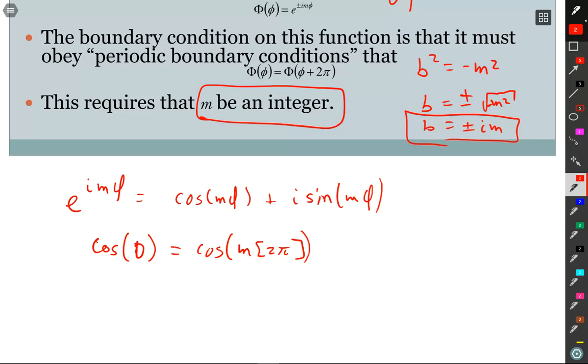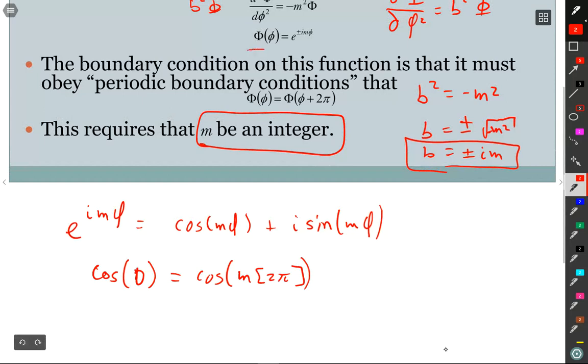What if m is 0? Would it fit here? Would cosine of 0 equal cosine of 0? Yeah. And likewise, sine of 0 equals sine of 0. So it doesn't violate here. What would that make my phi function if m is 0? This is our phi function. If m is 0, what is that? 1. Now, when we start out, would 1 have been normalizable?